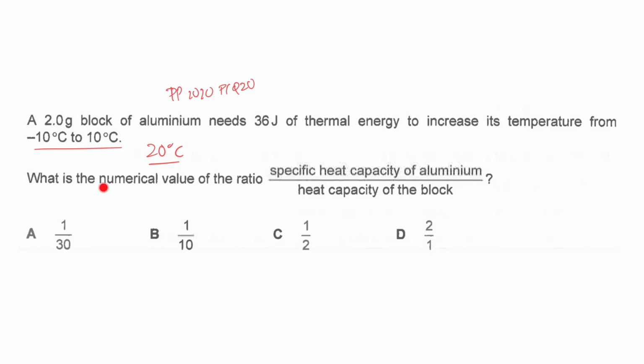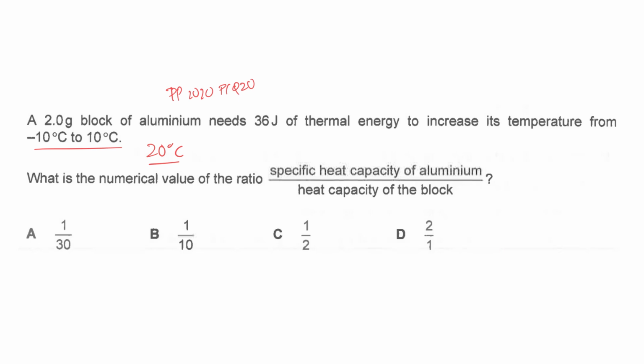But this question is a bit different. They ask you for the numerical value of the ratio of the specific heat capacity of the aluminium to the heat capacity of the aluminium block. Now, the difference between the two, you know already. When it's specific, you're referring to per unit mass, 1 kg. But since this is an MCQ question, you're supposed to do it fast. Let's do a method that is very fast.